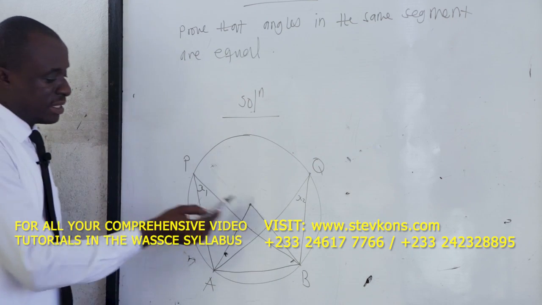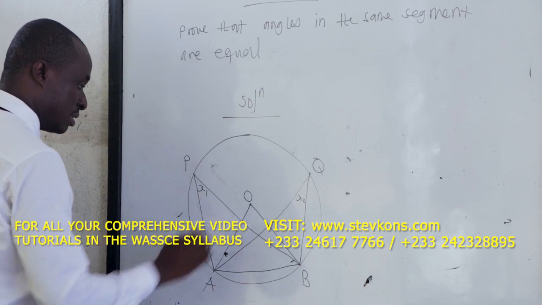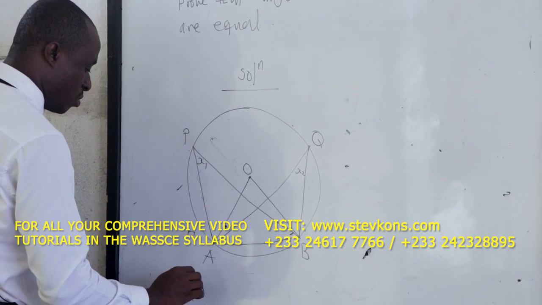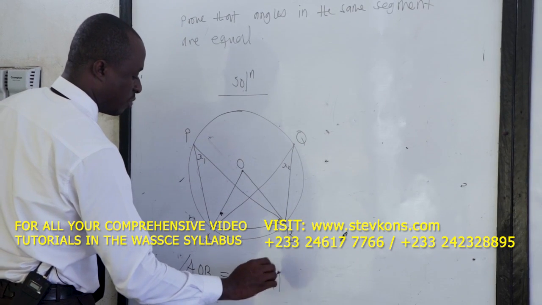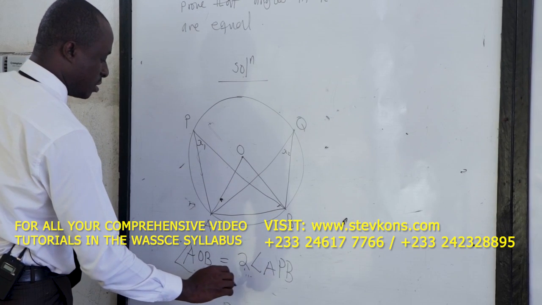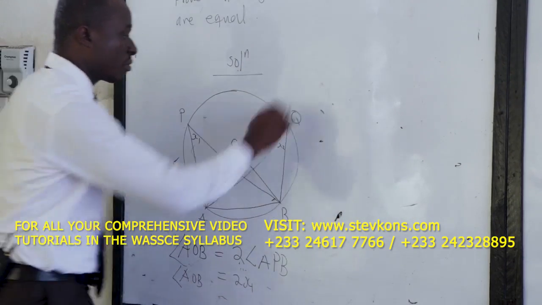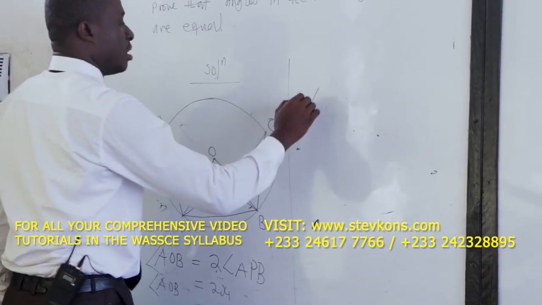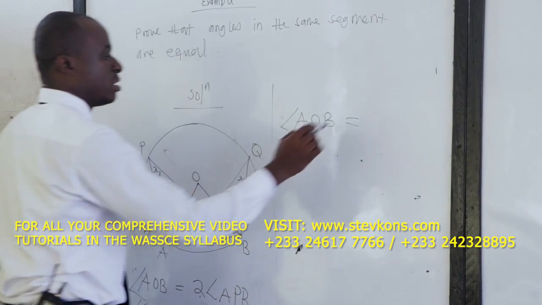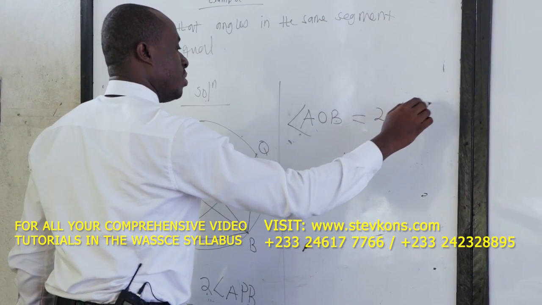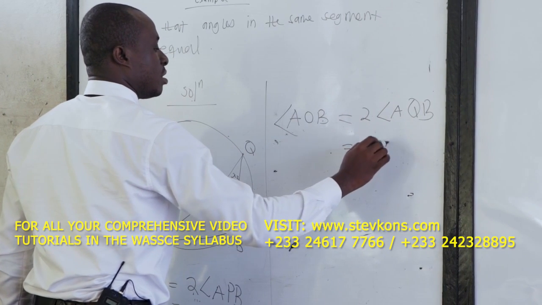Now what do we know? We have center, circumference, and then a chord. So what do we know? Let the center be O. Angle AOB is equal to 2 times angle APB. So this is equal to 2x1, that is AOB. What can we also see? Angle AOB is equal to 2 times angle AQB, and that is 2x2.